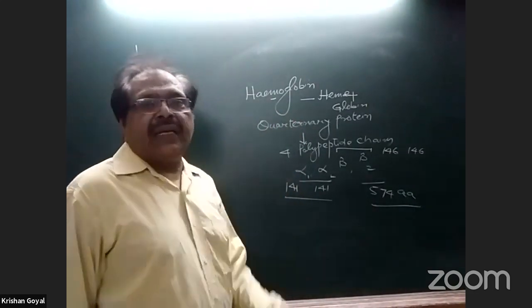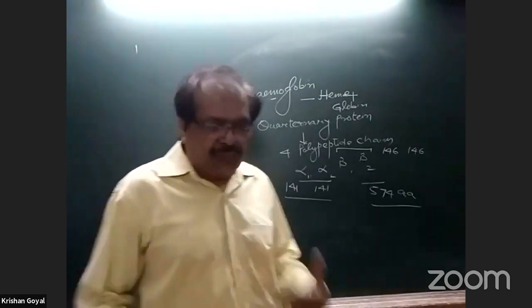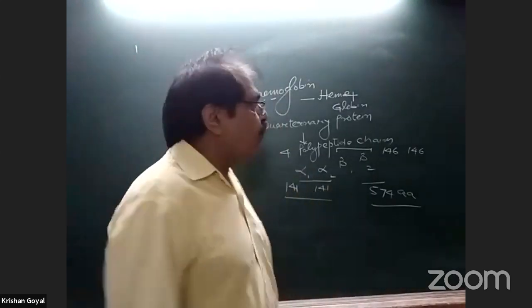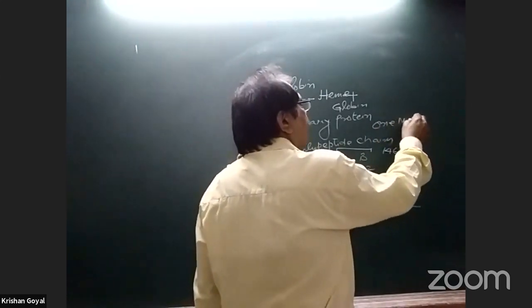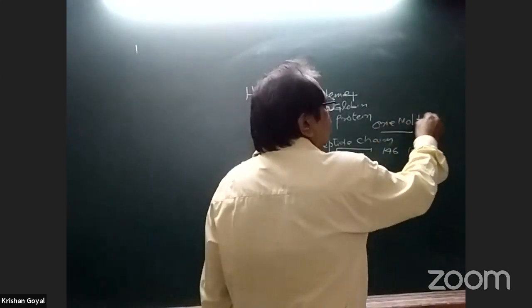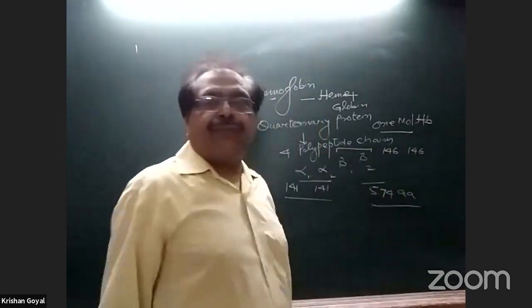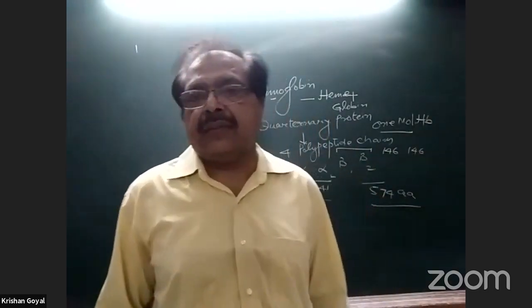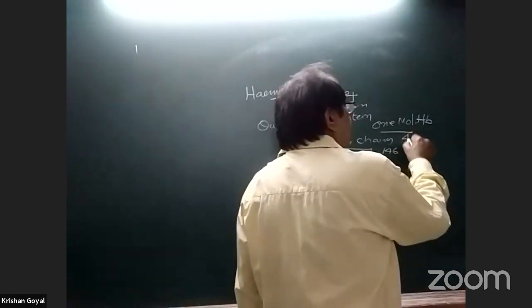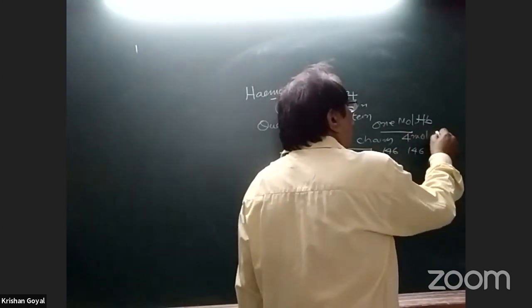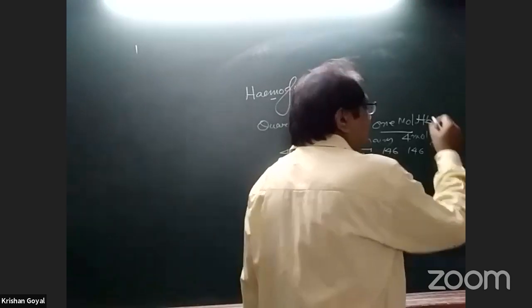Now, one more thing about hemoglobin: one molecule of hemoglobin can carry 4 molecules of oxygen. Remember, please. 4 molecules of oxygen.